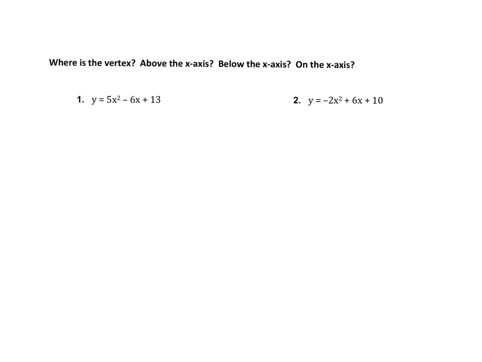All right, our last example, it says, where is the vertex? Above the x-axis, below the x-axis, or on the x-axis? So first of all, we're going to plug this into the discriminant, the b squared minus 4ac. And so again, we have a negative b, so we're going to put that into parentheses. Now, when you simplify this, you are going to have negative 244.